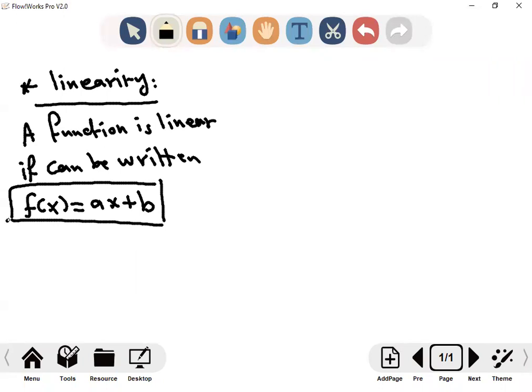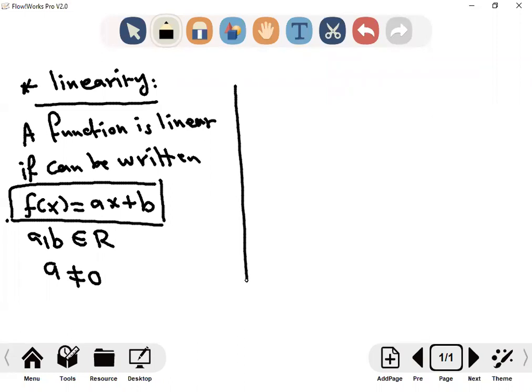We said that a and b are real numbers, can be positive, negative, fractions, but a cannot be 0. Yani, a can be any number except 0, because if a is 0, then ax is 0 and b is still just a number, so it won't be linear. It will be constant, we called it yesterday, right? So this is the linear function. The graph of it is a line.